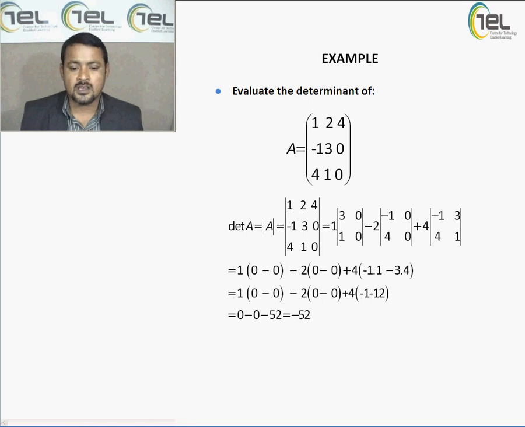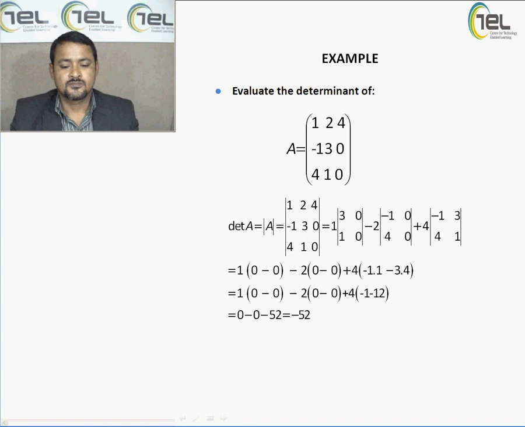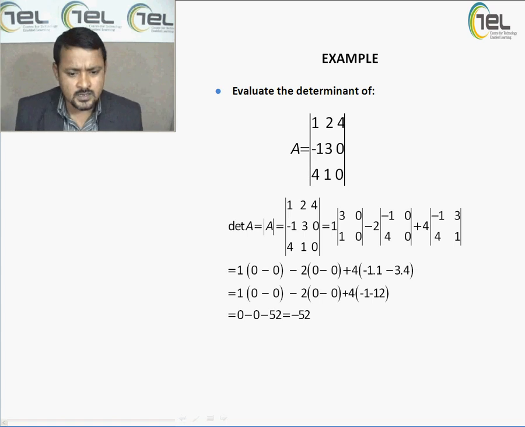Now we have to find the value of determinant A, which is 1, 2, 4, -1, 3, 0, 4, 1, 0. So we have to calculate the determinant A. So we expand again by the row. The first row contains 1. The first number A11 is 1. We take the minor as 3, 0, 1, 0 by eliminating the first row and first column. Then we put the sign minus.